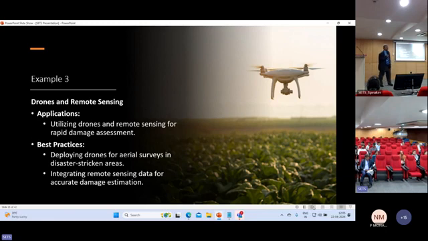And then, of course, the next study, number 3, is drones and remote sensing. Applications utilize drones and remote sensing for rapid damage assessment. The best practice depends on how efficient your drone is, and how good the decisions are that it can make using AI and machine learning for aerial surveys in disaster-stricken areas. Integrating all the remote sensing data for accurate damage estimation is very important in many of these drones. And we've been able to do that for many hurricanes.